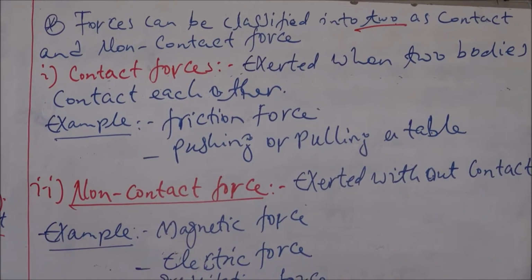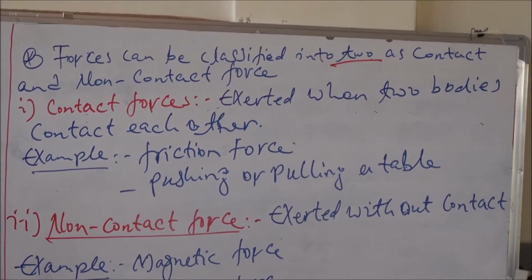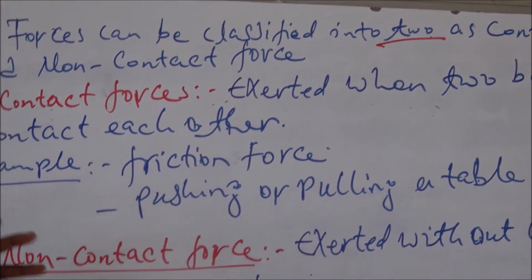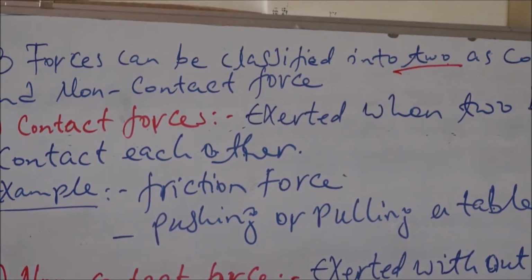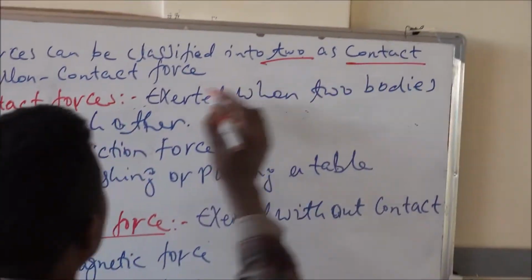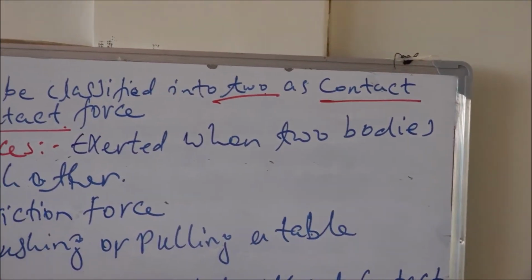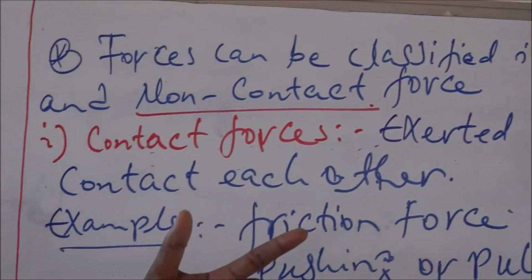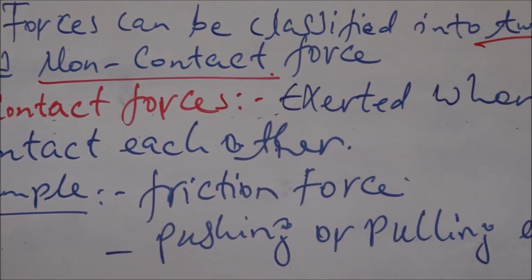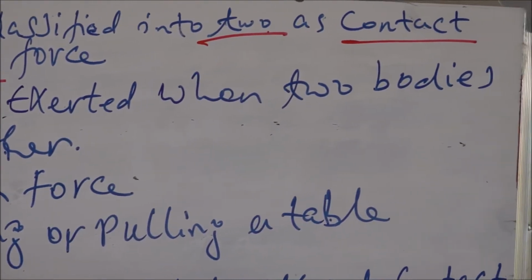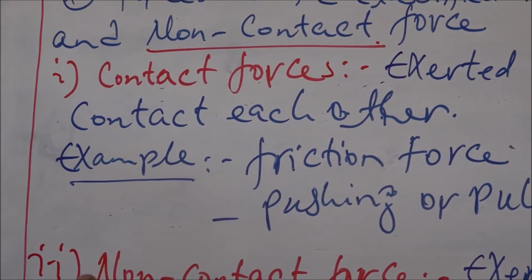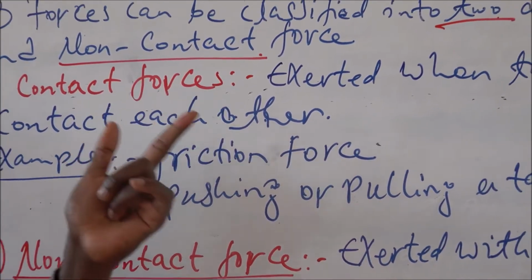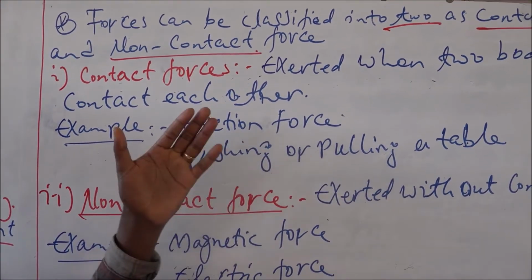We have seen general forms of forces as our first point. Let us categorize forces as contact and non-contact forces. Force can be classified into two: contact and non-contact force. As its name implies, contact forces are exerted when two bodies contact each other. For example, friction. When two bodies contact and exert force on each other, we call it contact force.